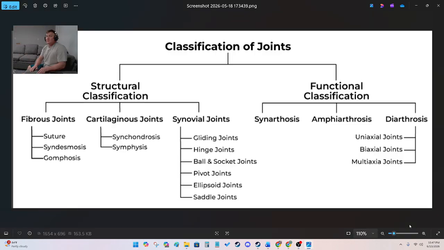Okay, we're gonna go through joint classifications today. Welcome back to Eat My Shorts. We're gonna do structural classification and functional classification of joints because there's two different kinds. Synovial joints, cartilaginous joints, and fibrous joints make up the structurals, and functional are synarthrosis, amphiarthrosis, and diarthrosis. Okay, now synarthrosis would be the least mobile, amphiarthrosis semi-mobile, diarthrosis is the most mobile. And let's get to it.